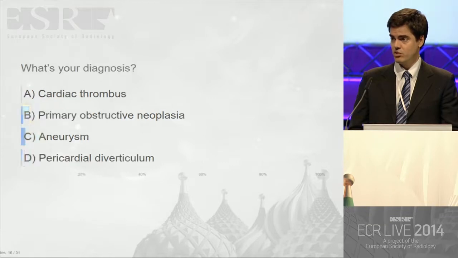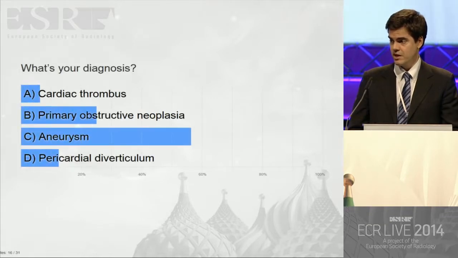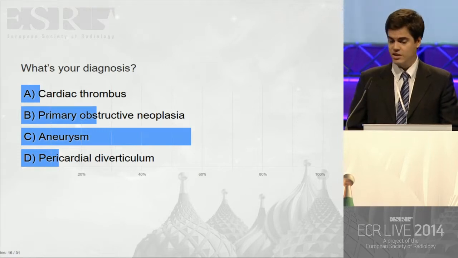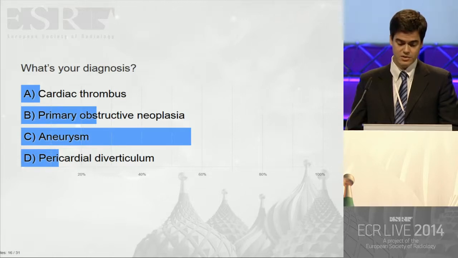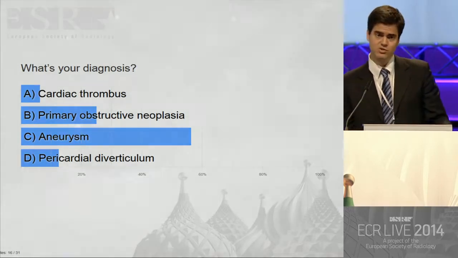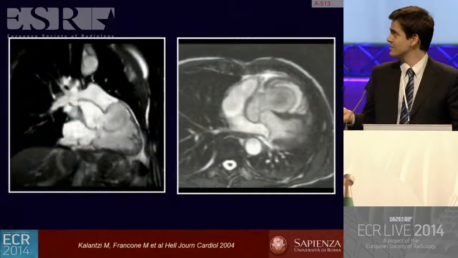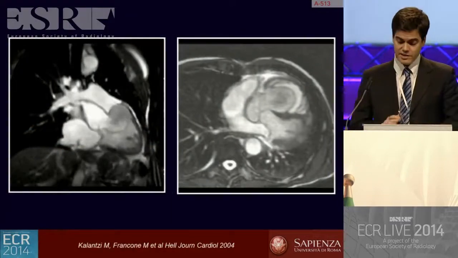Again, look at the location. Okay. Most of you mentioned the answer C, which is the correct one. It is an aneurysm of the Valsalva sinus. I will show you the cine because I wanted to be bad and to make the case more difficult. This probably makes things clearer.